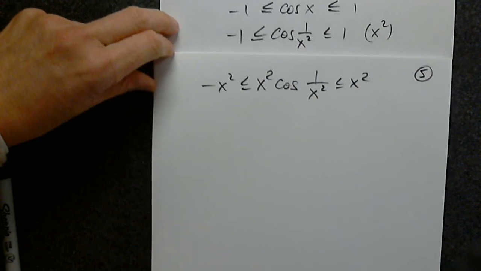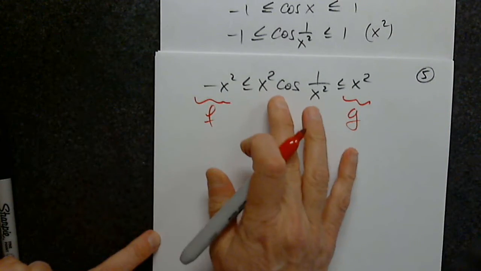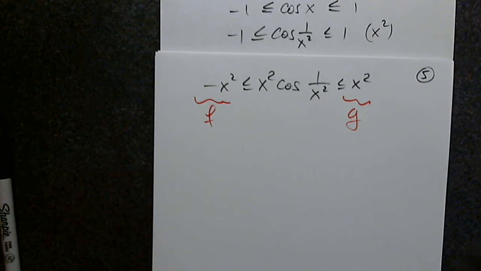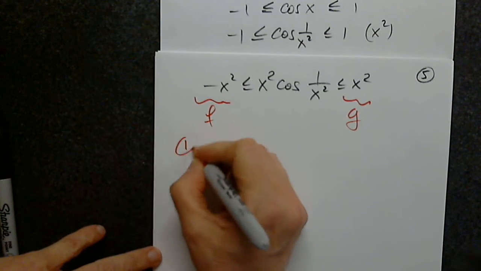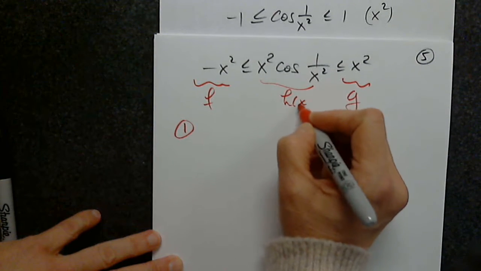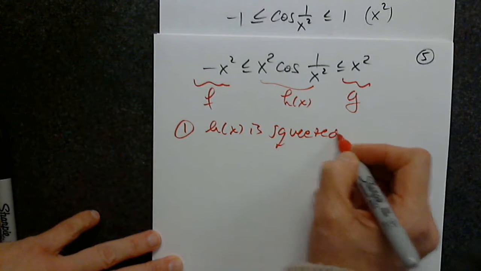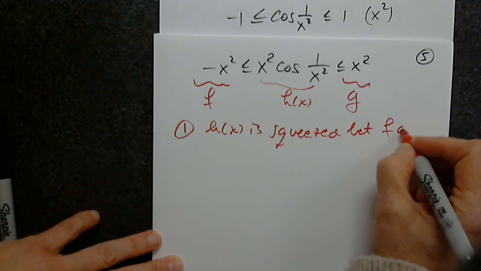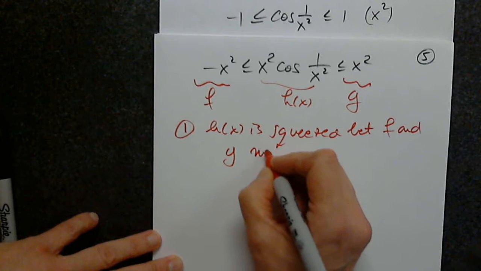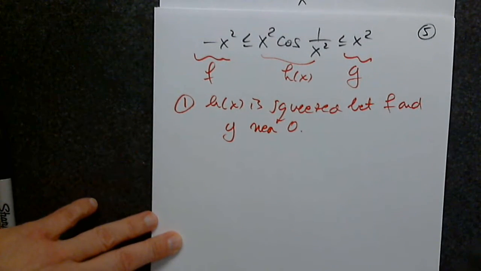So the first hypothesis is fulfilled, meaning that this is a function f and this is a function g, and our function is squeezed between those two. So that's part 1 of the squeeze theorem. So I'm going to say the first hypothesis. I'm going to call this function h of x. h of x is squeezed between f and g near 0. I don't care what happens afterwards.